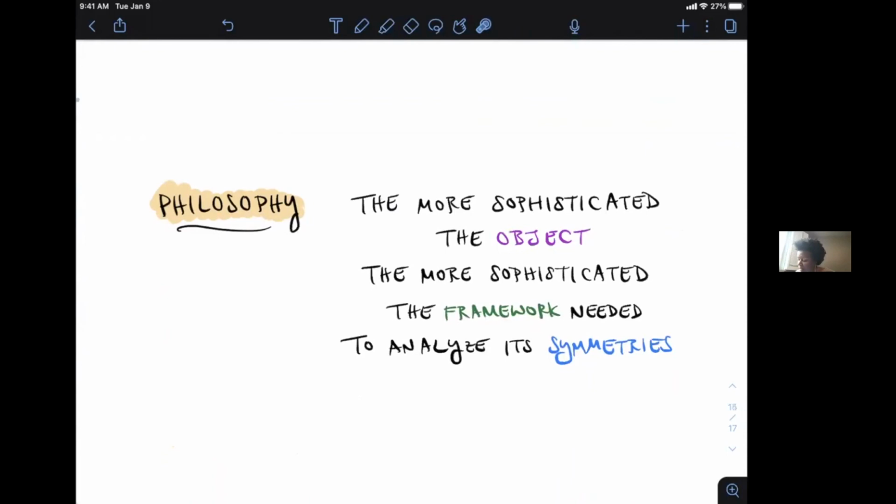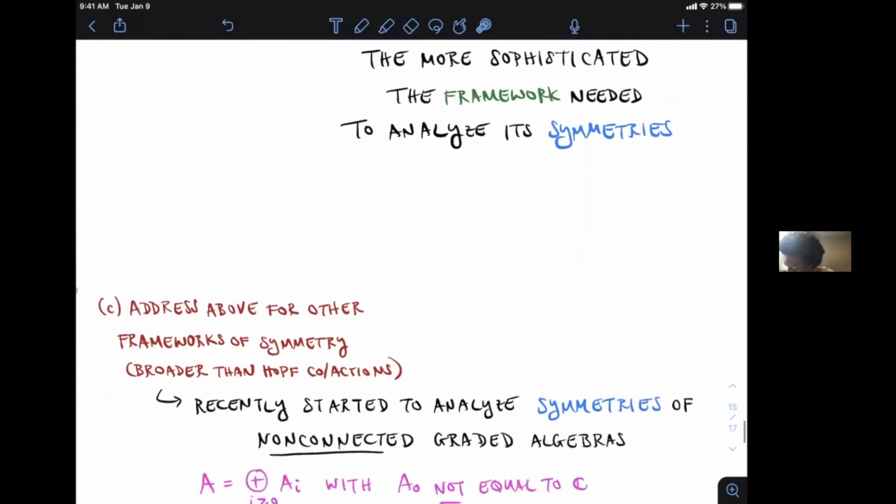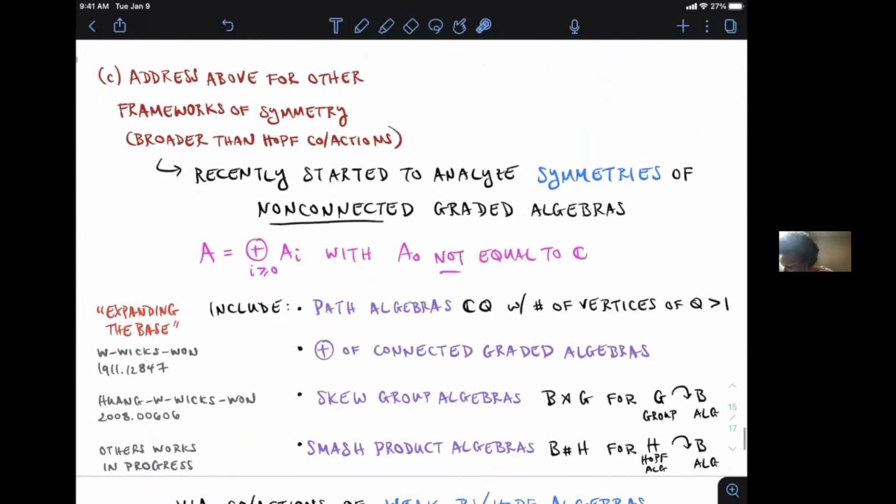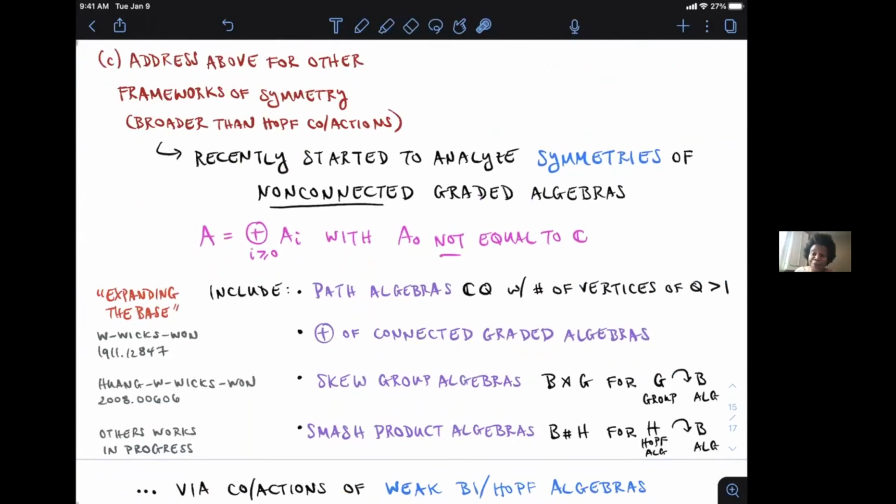And lastly, the last question I wanted to get to is that there are generalizations of Hopf algebras out there, but what are they good for? Symmetries of algebras that are still graded. If you notice, most of my examples are polynomial rings, which are graded. But polynomial rings are connected in the sense that the zeroth piece is just the ground field. We can get rid of that connected assumption and work with graded algebras where the zeroth piece is not necessarily the ground field. It could be something bigger.